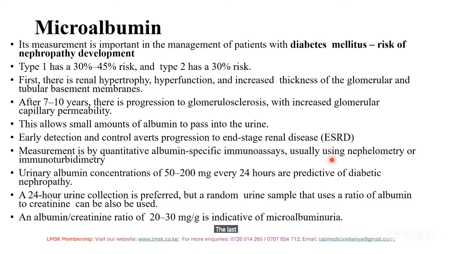The last thing I wanted to mention in the renal function test is urine microalbumin, which is usually done as the urine albumin creatinine ratio, or ACR. And it is an important measurement in patients with diabetes and assesses the risk for the development of nephropathies. Now, for those with type 1 diabetes, they have a 30 to 45% risk. And type 2 is around 30% risk.